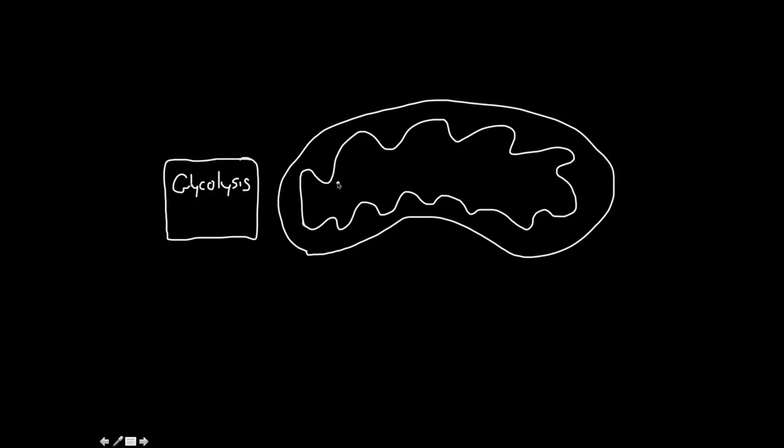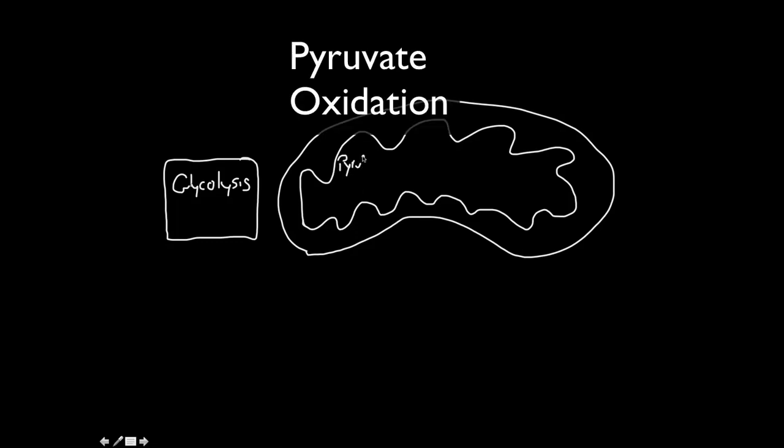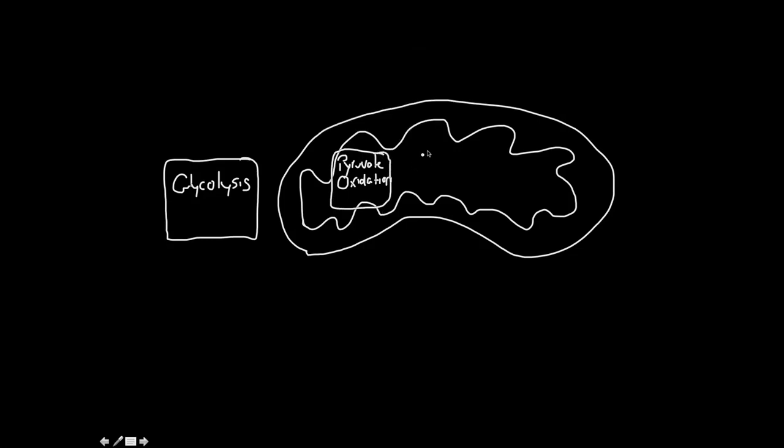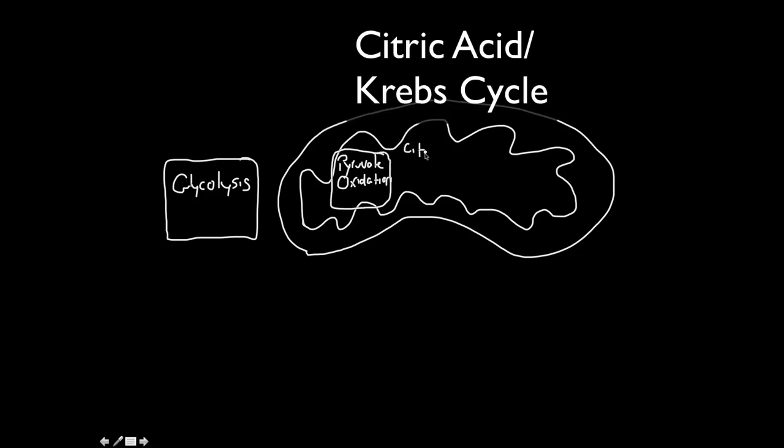The second step is going to happen inside the mitochondria here, and it's going to be pyruvate oxidation. And it'll happen inside the matrix of the mitochondria. Put a box around that there. Third will be the citric acid cycle / Krebs cycle. So this step can be either called the citric acid cycle or the Krebs cycle. That will also happen inside the matrix here.